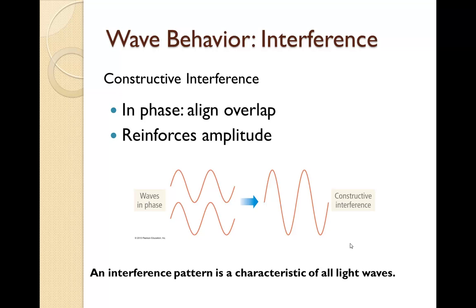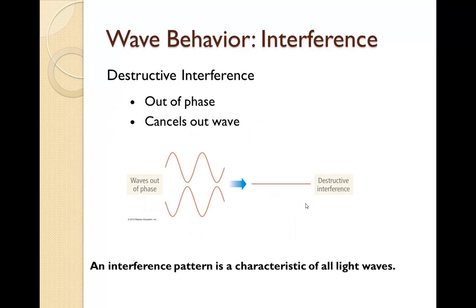Now when they combine, when you have lights overlap, if it's in phase, that means that the peaks are at the exact same point on the waves. That's going to be constructive interference, and it reinforces the amplitude and just makes it larger. Destructive interference is when it's out of phase. Notice that the peak is here and the peak is here. And the trough is here and the trough is here. So they end up canceling each other out.